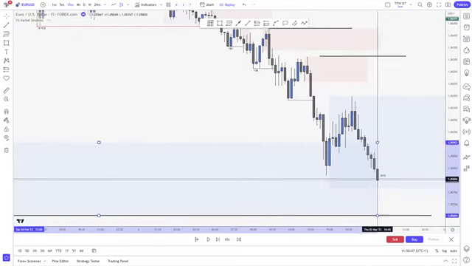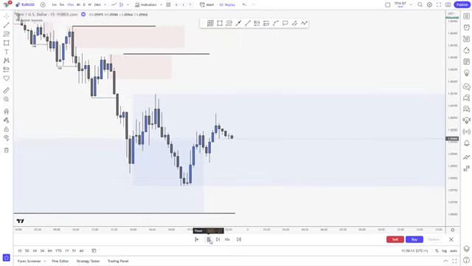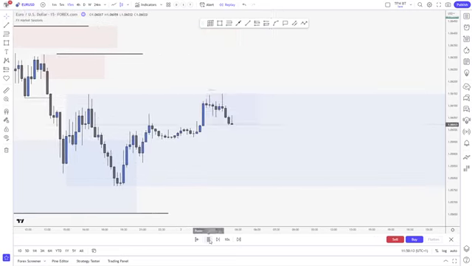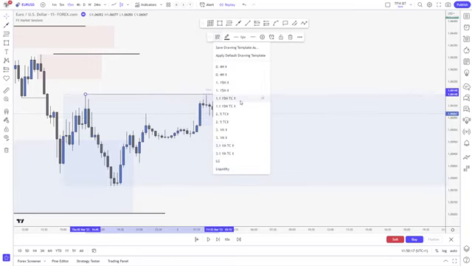Okay. So right now we are in a 4-hourly demand zone. So what you have to be looking for is for the 15-minute to become bullish. Let's see if it actually does. There it is. The 15-minute became bullish right there.